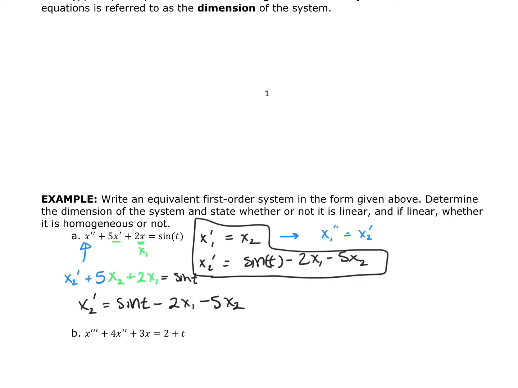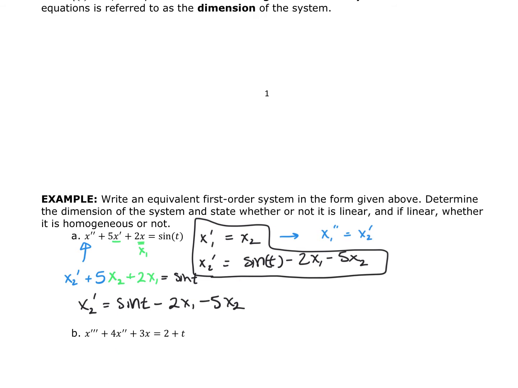It is linear, right? We are linear because I have no x prime squared. I have no x's squared. My thing that is the sine is a function of t alone. It's not homogeneous because I have the sine of t. And it's a dimension 2 because I ended up with two equations. So that's a non-homogeneous linear dimension 2 system of equations.